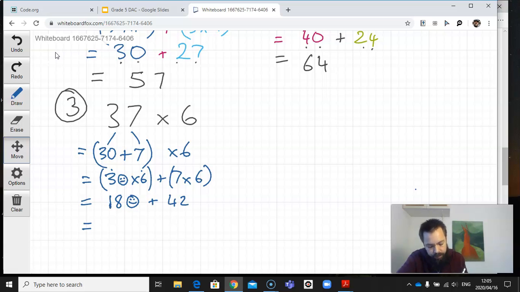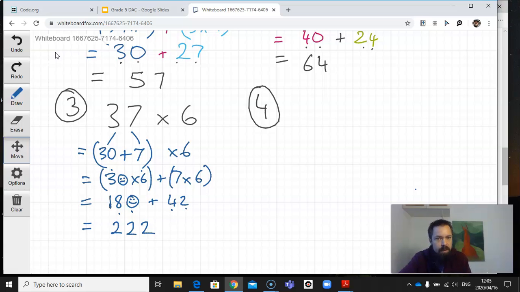Adding these two together, I've got just 2 in the units. I've got 12 in the tens, so I'm going to carry a 1. Remembering my 1 and adding this one, I now get 2. So there's my answer. Number 4, I think I'm going to do number 6 together, and then I've got one more just to show you that it can work with bigger numbers as well, just as effectively, and then we'll finish.